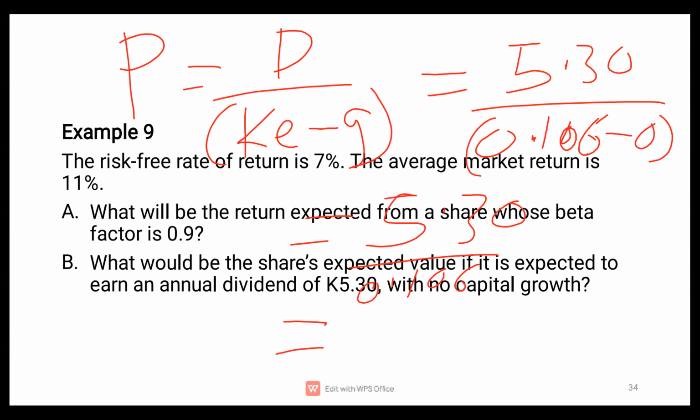And what will be the expected value of a share? The share price. What will be the share price? 50 kwacha per share. So this is the expected value of a share. If you are given the annual dividend and you're also given the cost of a share, which is the same as the cost of common stock, you can easily predict the share price.